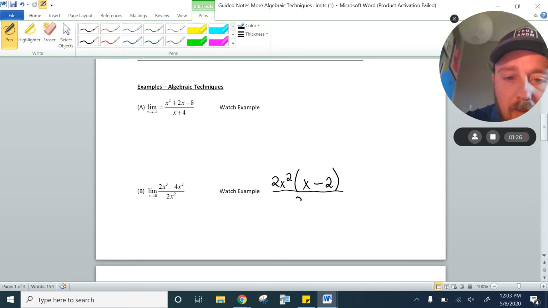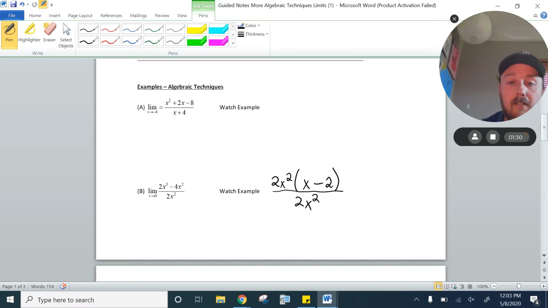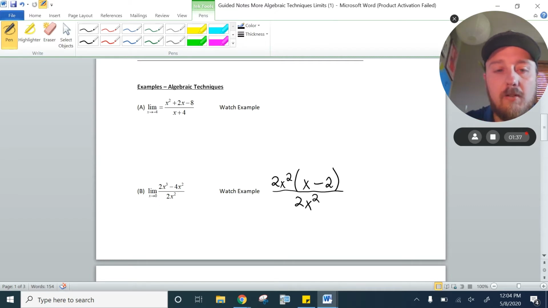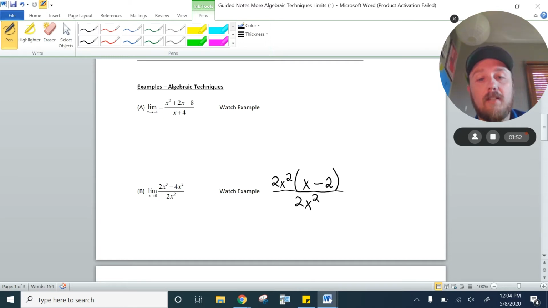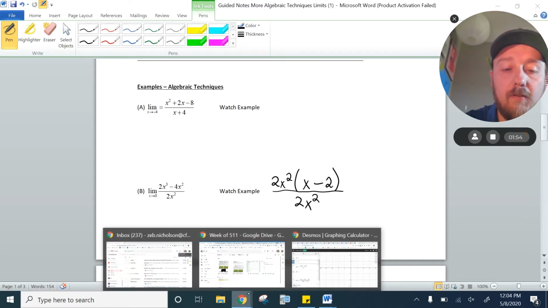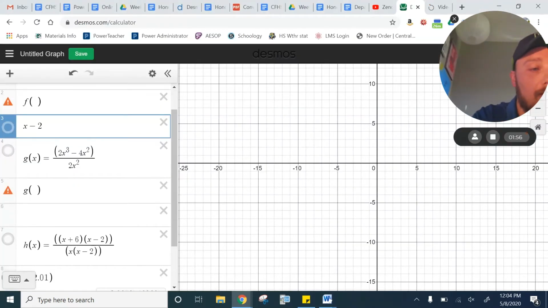And then the bottom, we can't really factor anything. I'm just going to leave it as 2x squared. But we can see that there was a reason for that. Coincidence? I don't think so. What we need to do is look and say, if I have a factor on the bottom that gives me 0, but that factor is also on the top, that gives me a hole. So by definition, in your notes, that would give us a hole in the graph.